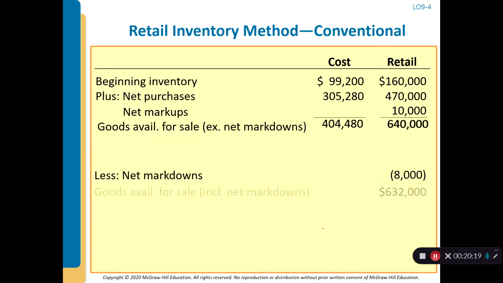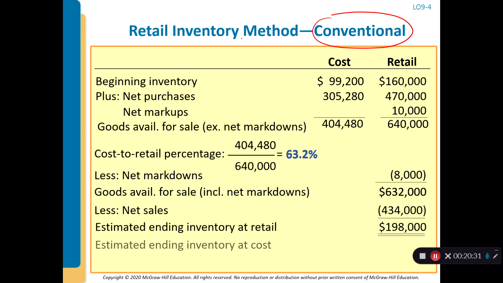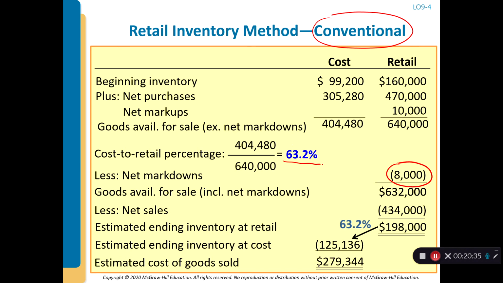Besides using the normal inventory method, we can also use the conventional retail inventory method. Under this method, there's one trick: we do not consider markdowns in the ratio calculation. We only consider purchase price, purchase retail price and markups. We exclude markdowns when calculating the cost to retail percentage. However, when we consider all available for sale retail price, we do include markdowns.